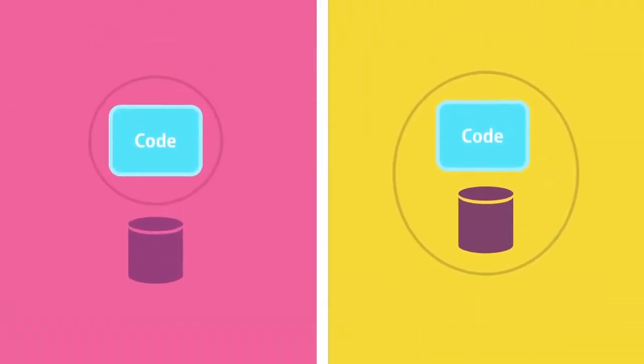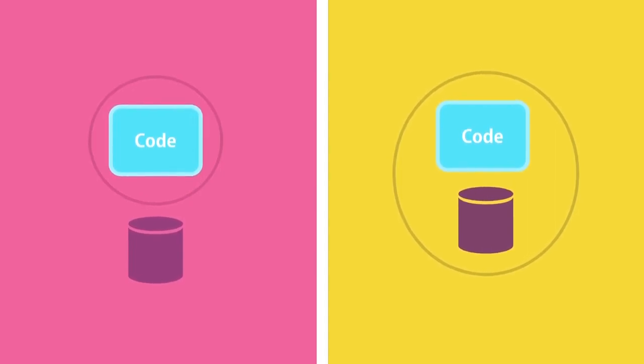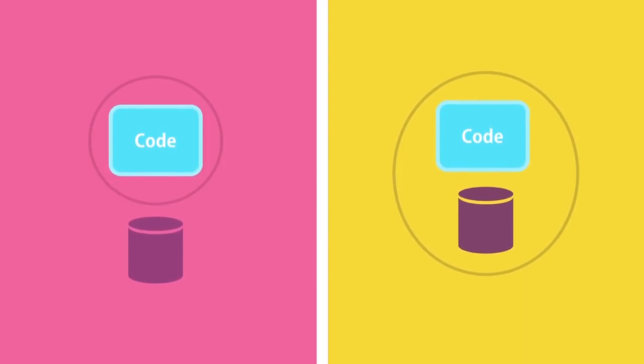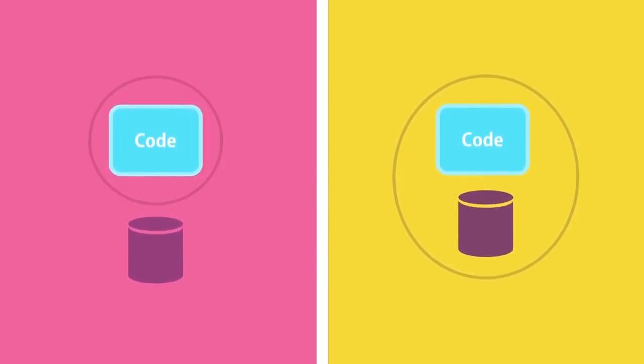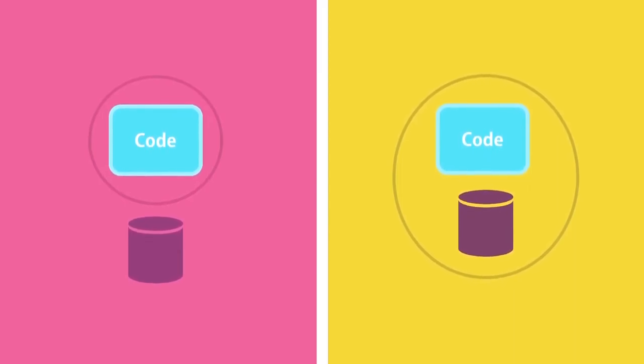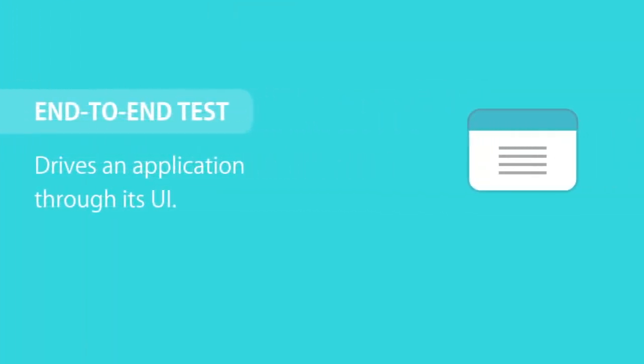So once again, a unit test tests a class or multiple classes without their external dependencies. They test a unit of work. An integration test tests a class or multiple classes with their external dependencies. We also have another type of test called end-to-end test that drives an application through its user interface. There are specific tools built for creating end-to-end tests.